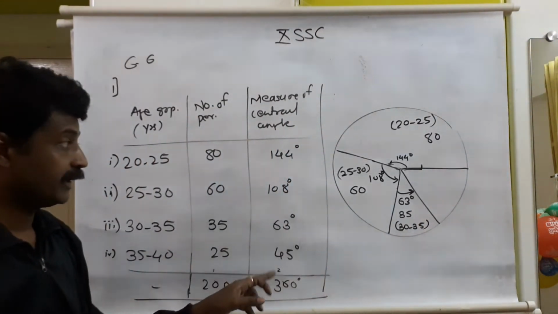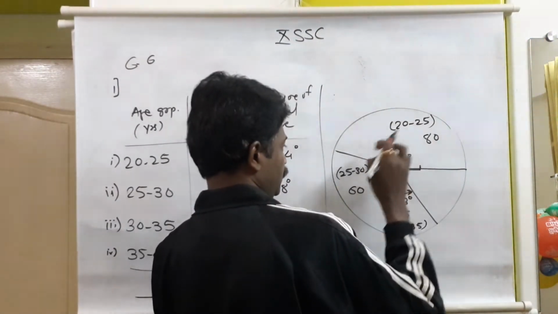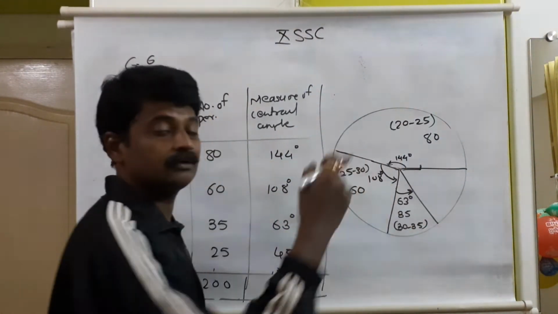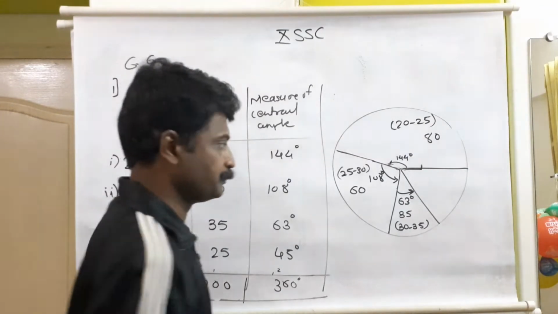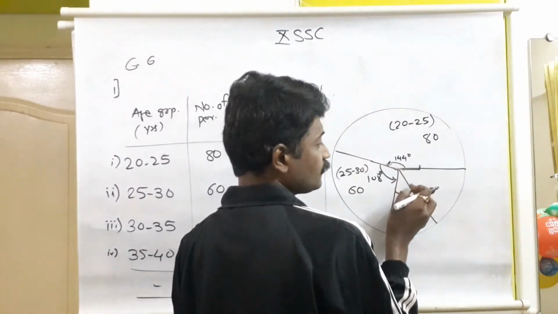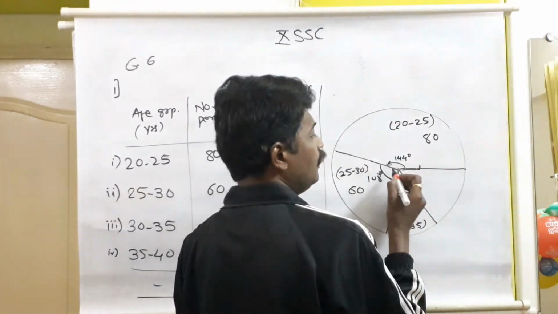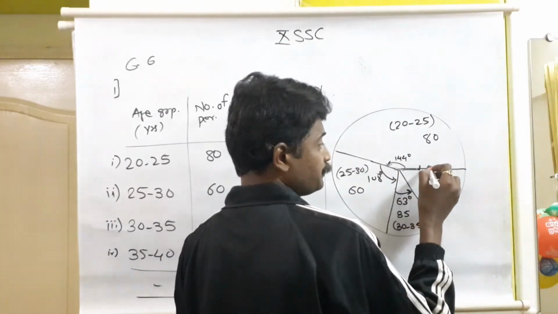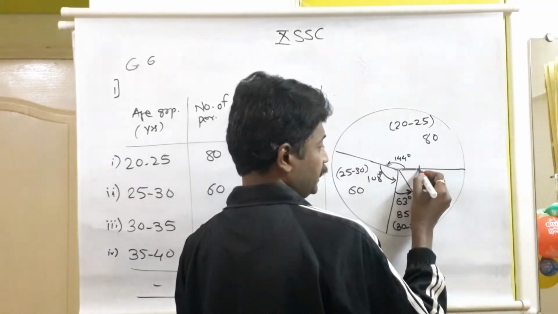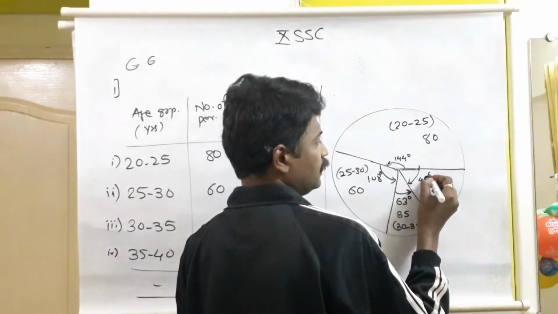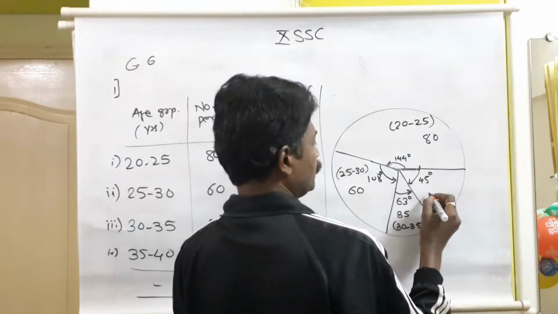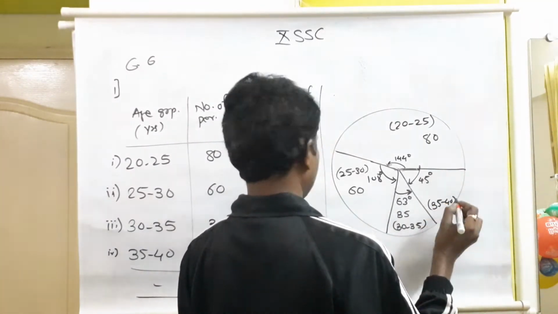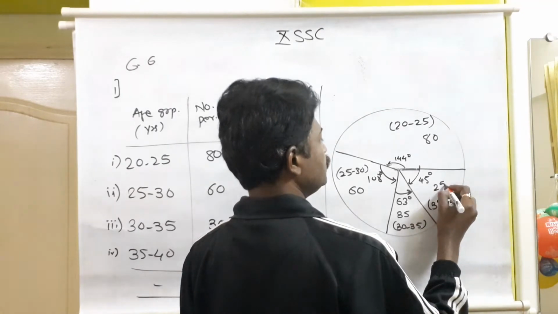Next is 45 degrees. Now the remaining part is the fourth one: 1, 2, 3, 4. The last remaining should be equal to 45 degrees. You can cross check also. Either keep D on this and it will come 45 from this side, or you can keep D on this and calculate from this side 0. Now it should also come 45 degrees because this is what remains. Okay, 45 degrees. The class here is 35 to 40 age, and the number of people here is 25.